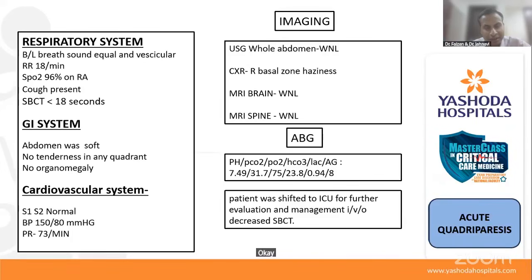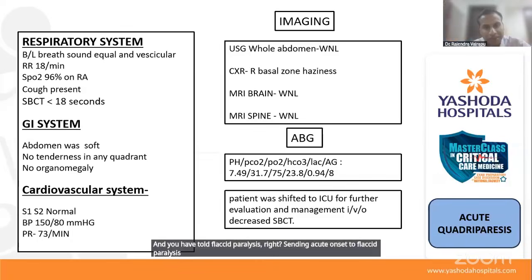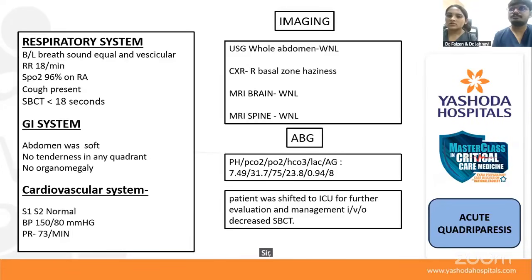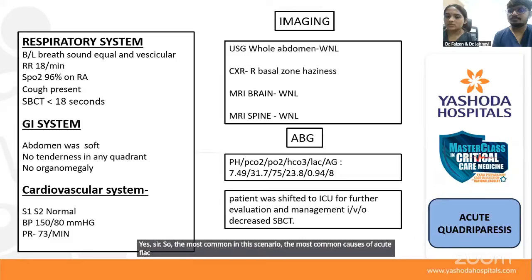Okay, it requires ICU monitoring. And you have told flaccid paralysis, right? Ascending, acute onset flaccid paralysis, quadriparesis, yes sir. What are the differentials for acute onset flaccid paralysis? The most common causes of acute flaccid paralysis would be, one is Guillain-Barré syndrome, sir, and the second one can be hypokalemic periodic paralysis.